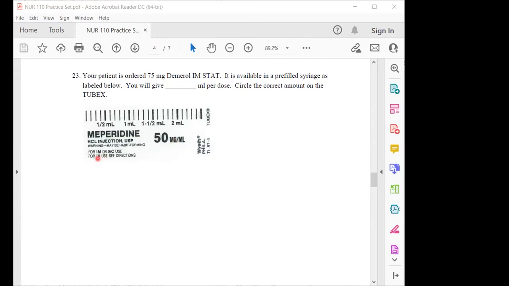And you can see that it tells you it's for intramuscular or subcutaneous use. And it can be used for IV use too, but for this, most likely we're talking about intramuscular or subcutaneous. When you're looking at the questions, you will see that it says the order is 75 milligrams intramuscular, okay? And then you're basically marking the syringe. Now, I don't think you guys have too much syringe marking to do on your test, but if you do, we'll practice that as we move along.